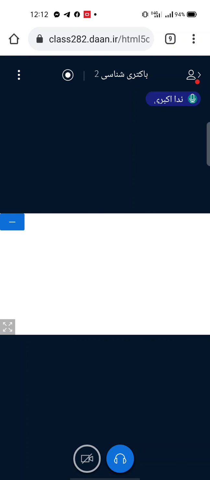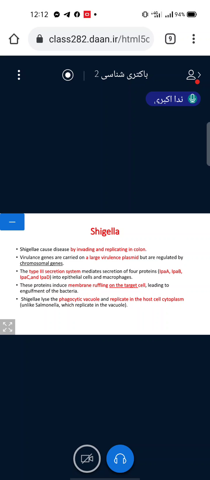But now we want to speak about the pathogenicity of this bacteria. Shigella causes disease by invading. Shigella, like Salmonella, is an invasive bacteria. So by invading and replicating in cells, structural gene proteins mediate the adherence of the organisms to the cells as well as their invasion, intracellular replication, and cell-to-cell spread.